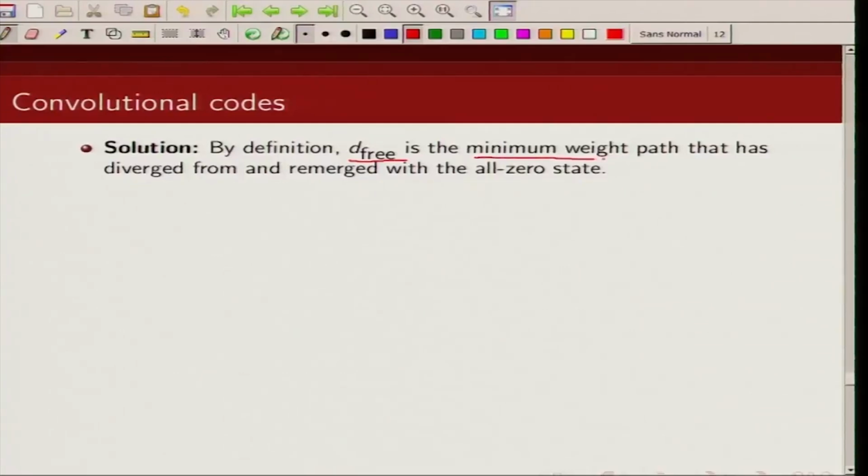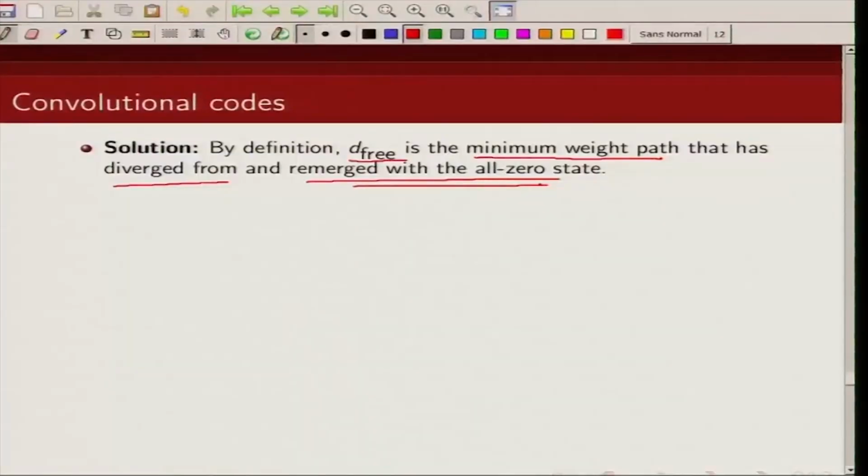It is the minimum weight path that has diverged from the all 0 state and merged back into the all 0 state. How do we find the minimum weight code word? If you have a convolutional code, without loss of generality, let us say we are transmitting the all 0 code word, then the minimum weight code word will be the minimum weight along a path that goes through non-zero states.